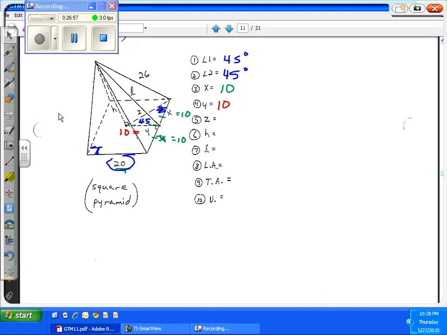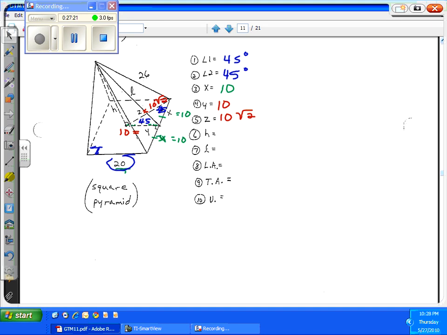Z, the radius, is the hypotenuse. In a 45, 45, 90 triangle, hypotenuse is equal to leg times square root 2, so it's going to be 10 square root 2. These formulas should all be in our head, and we just plug it in. Hypotenuse equals leg, which is 10, times square root 2.